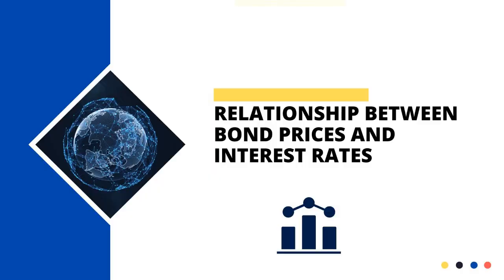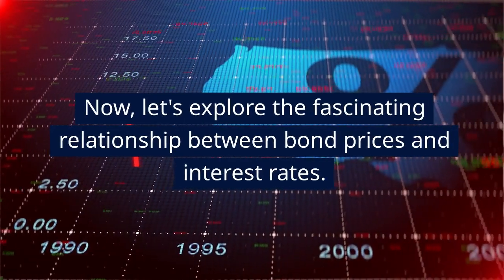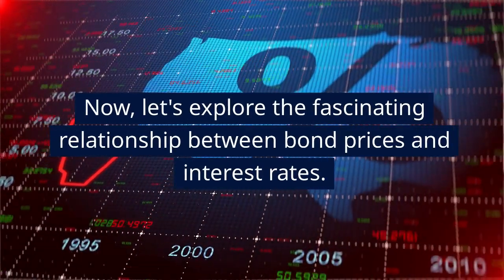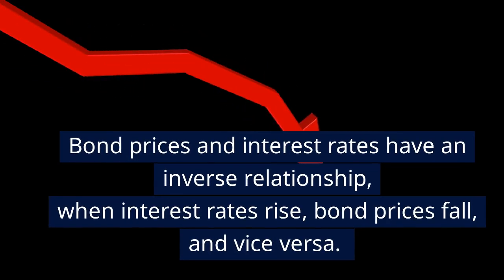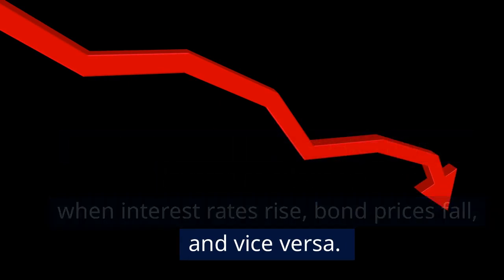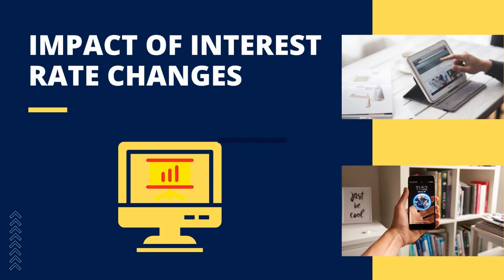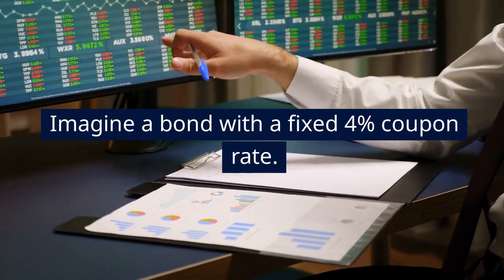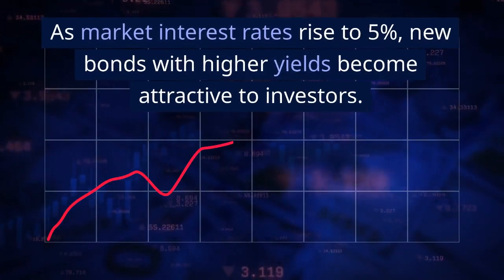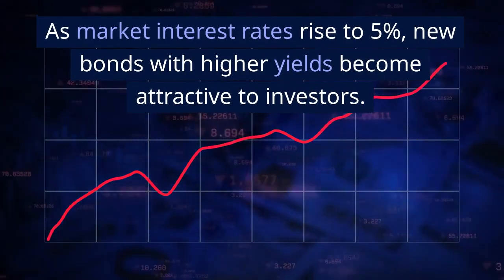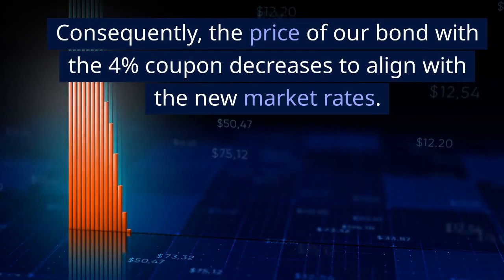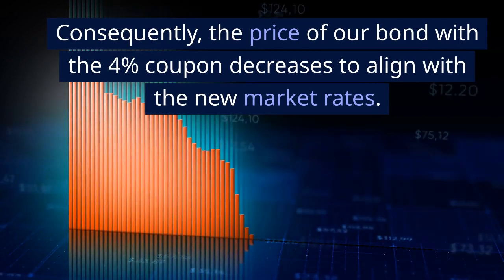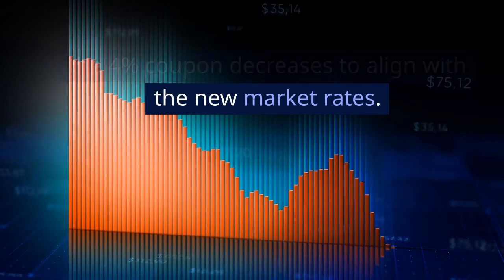Relationship between bond prices and interest rates. Now, let's explore the fascinating relationship between bond prices and interest rates. Bond prices and interest rates have an inverse relationship. When interest rates rise, bond prices fall, and vice versa. Impact of interest rate changes. Imagine a bond with a fixed 4% coupon rate. As market interest rates rise to 5%, new bonds with higher yields become attractive to investors. Consequently, the price of our bond with the 4% coupon decreases to align with the new market rates.